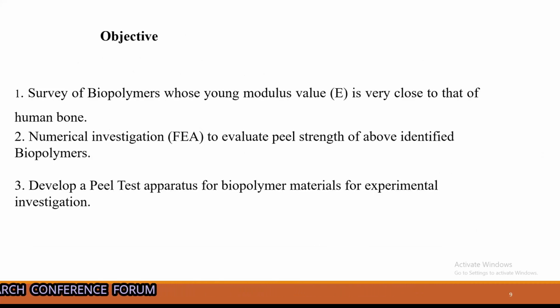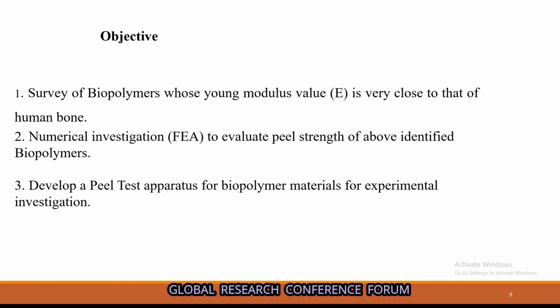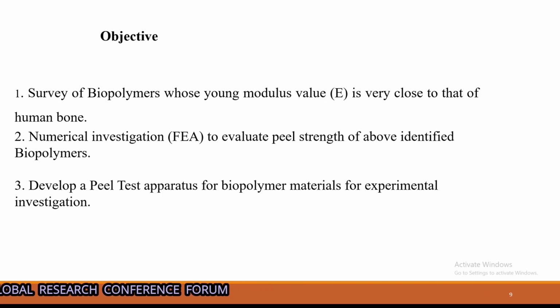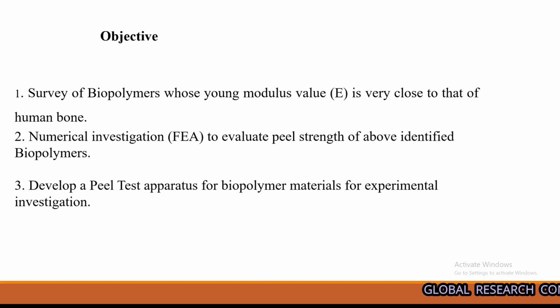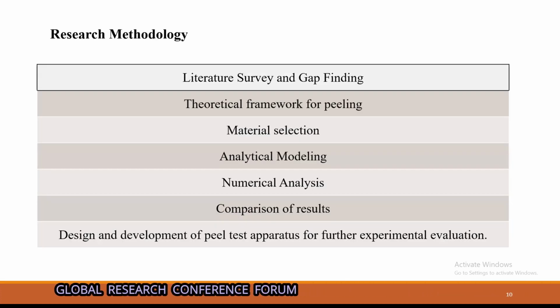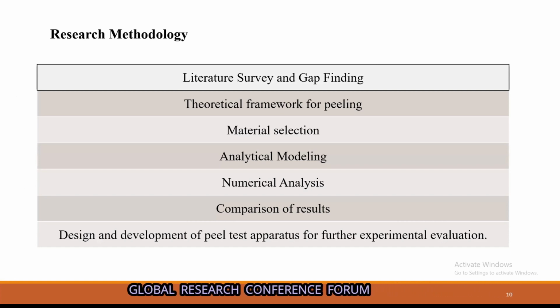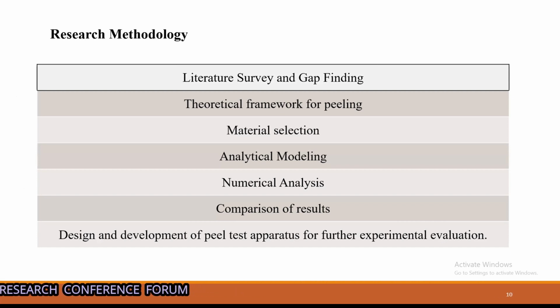What are the objectives? First is the survey of biopolymers whose Young's modulus is very close to that of human bone. Then do numerical analysis and experimental analysis, and from that, you have to evaluate the results. This is the research roadmap: literature survey and gap findings, theoretical framework, material selection, analytical modeling, numerical analysis, comparison of results, and then design and development of the peel test apparatus for further experimental study.